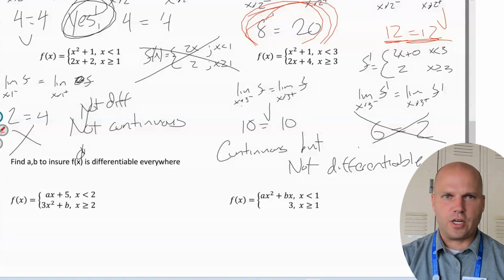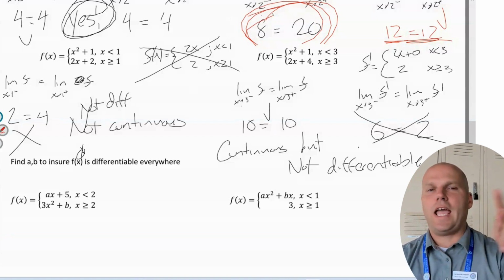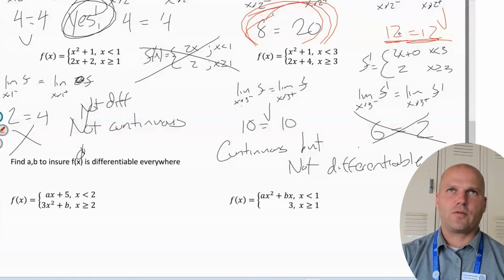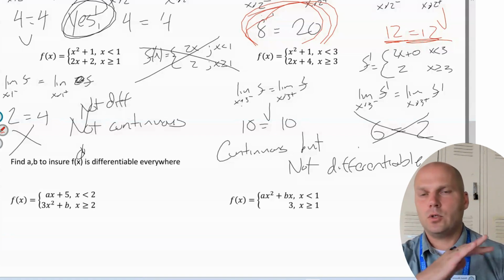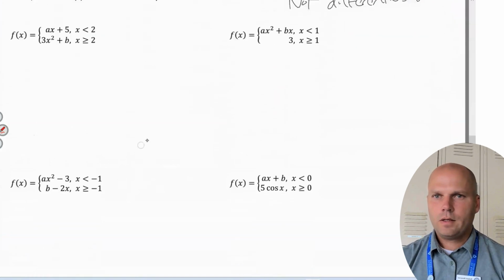Here we're not continuous, here we're not continuous. Once you say you're not continuous, you know you're not differentiable. You can't say you're continuous and differentiable. So you would not say I'm continuous and differentiable. No. If you're not continuous, you automatically are not differentiable. Okay.